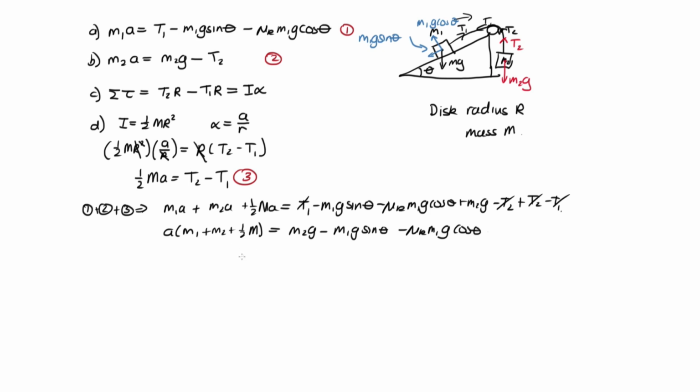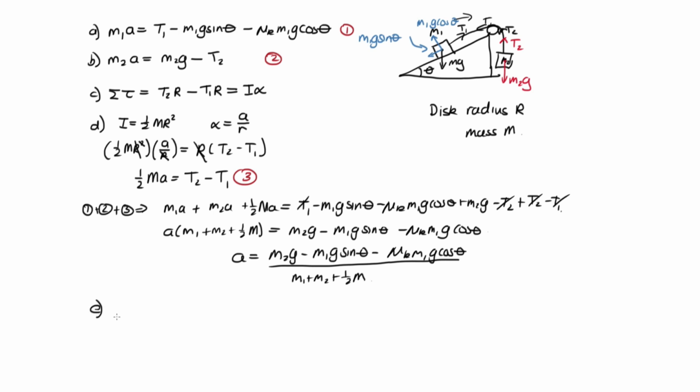And so then we can rearrange this, and we have a is equal to M2g minus M1g sin theta minus mu_k M1g cos theta, all divided by M1 plus M2 plus a half M. So we've now come up with our expression for acceleration. So if we were given numbers, we could substitute them in.